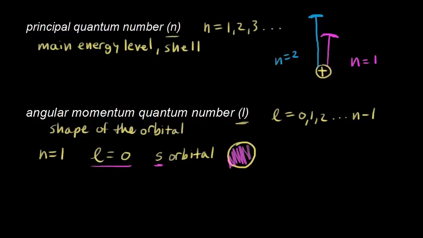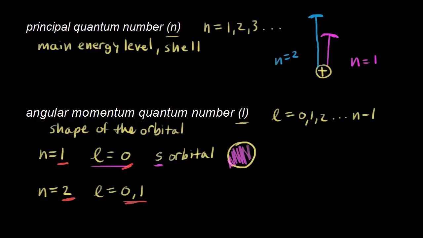Let's do the next shell, n equal to 2. If n is equal to 2, what are the allowed values for l? l goes 0, 1, and so on, all the way up to n minus 1. So l is equal to 0, and then n minus 1 would be equal to 1. So we have two possible values for l: l could be equal to 0, and l could be equal to 1. Notice that the number of allowed values for l is equal to n. If n is equal to 1, we have one allowed value. If n is equal to 2, we have two allowed values.